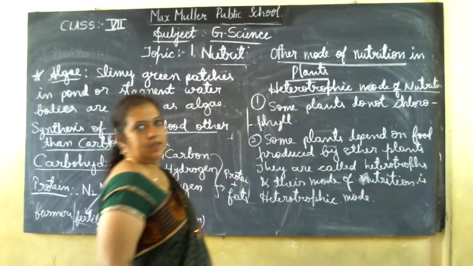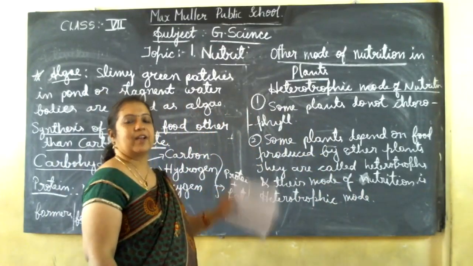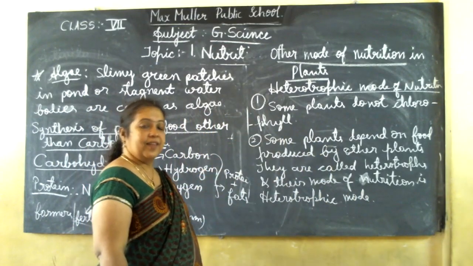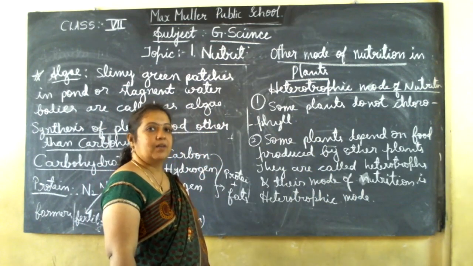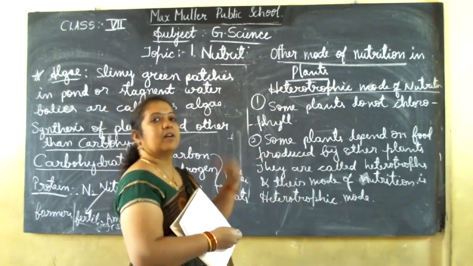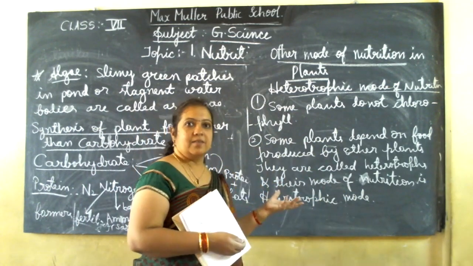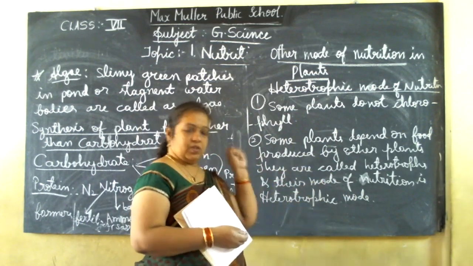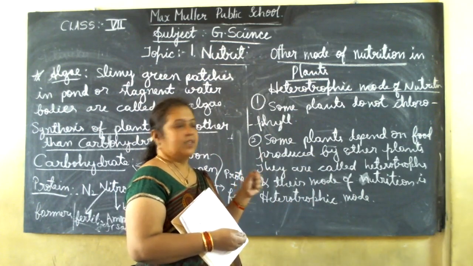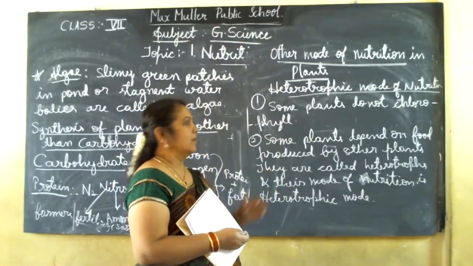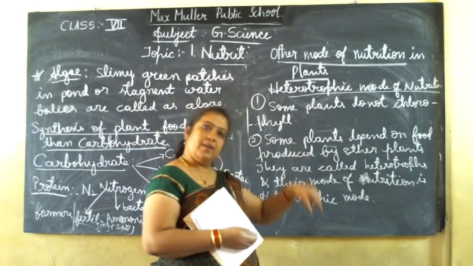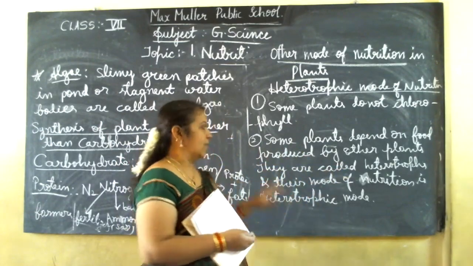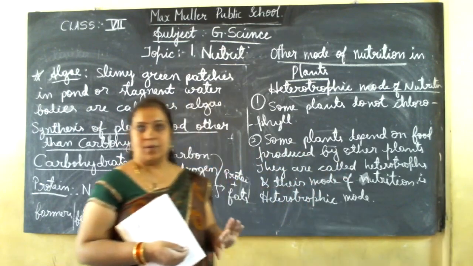Understand, children? Why are these plants going for the heterotrophic mode? Because in them the chlorophyll is absent. If they cannot synthesize food, they still have to live. That's why they depend on other organisms. Other organisms, those which are green in color, prepare the food. So these plants squeeze their food from them, eating the food already prepared by those plants. They depend on other plants. They are called heterotrophs and their mode of nutrition is the heterotrophic mode.